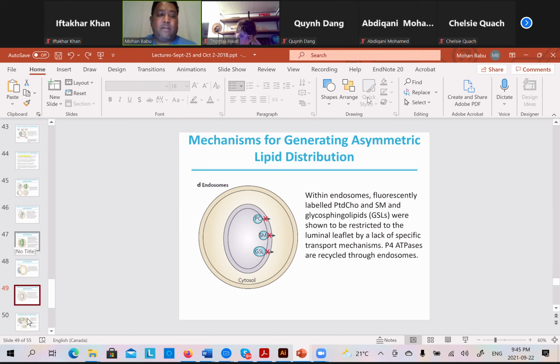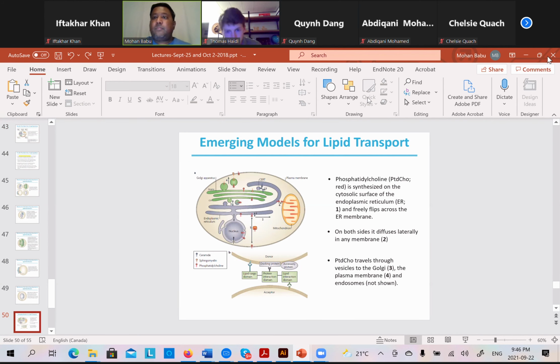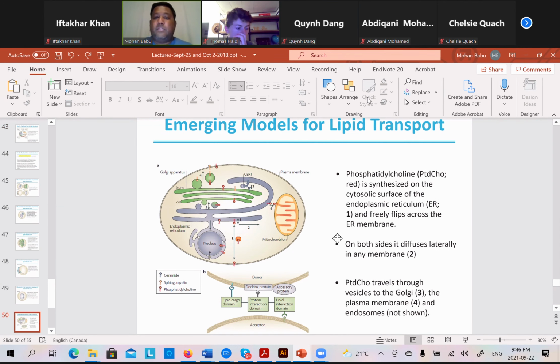All right. So now we'll talk about one thing. What are the emerging models of lipid transport? This is a very important slide. So first of all, the first step here is that the phosphatidylcholine, the red color here, is synthesized on the cytosolic surface of the endoplasmic reticulum, and now it freely flips across the ER membrane.